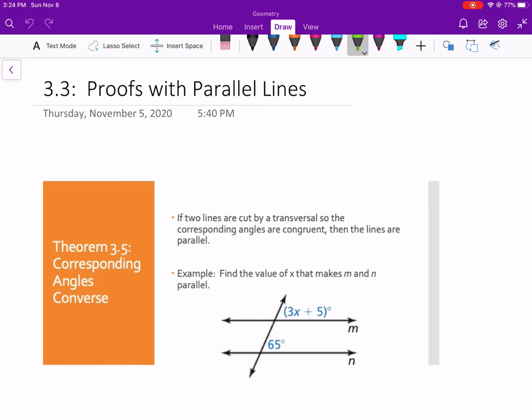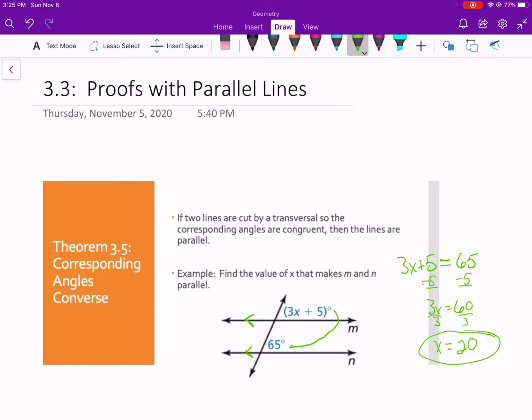So for example, we want to find the value of x that makes m and n parallel. Well, we know if m and n are parallel, then these two corresponding angles have to be congruent. So I want to find the value of x that makes them congruent. I'm going to set up my equation, 3x plus 5, and I want it to be equal to 65. And then I'm going to go ahead and solve. 3x equals 60, divided by 3. So x is equal to 20. So if x is equal to 20, then lines m and n are parallel.